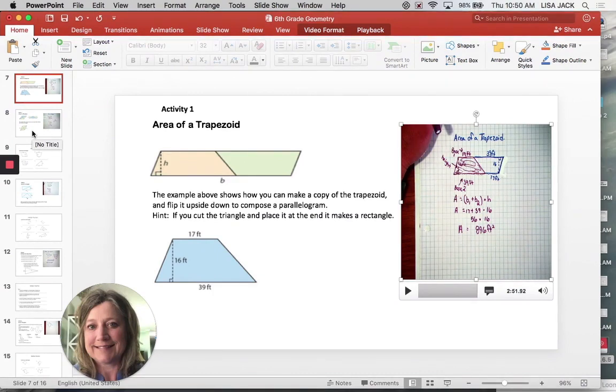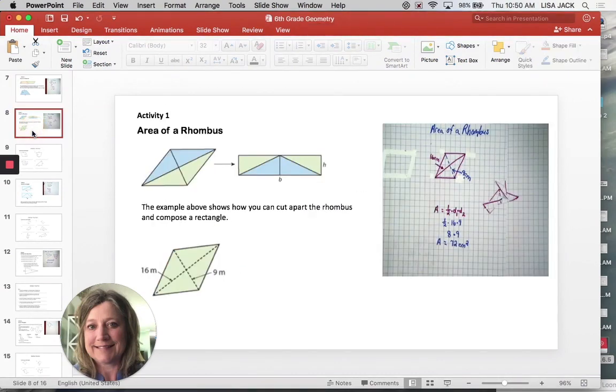Okay, let's go ahead on to the next one and learn about a rhombus. So let's watch the instructional video and we will learn how to find the area of a rhombus.